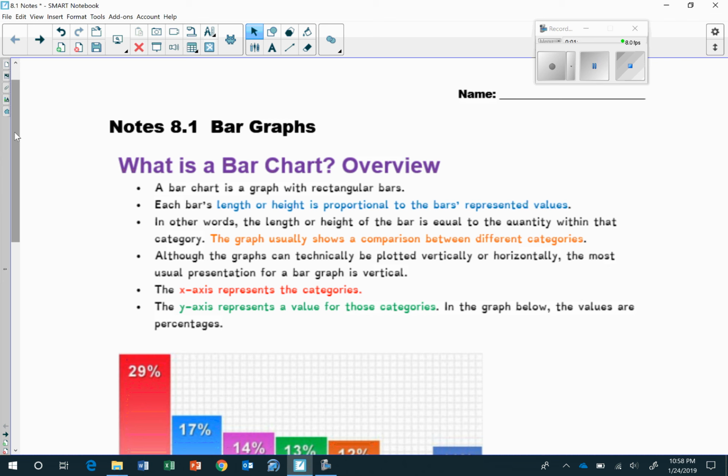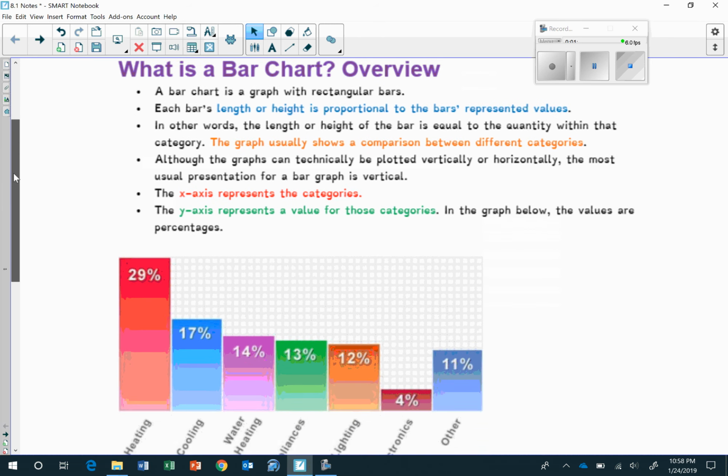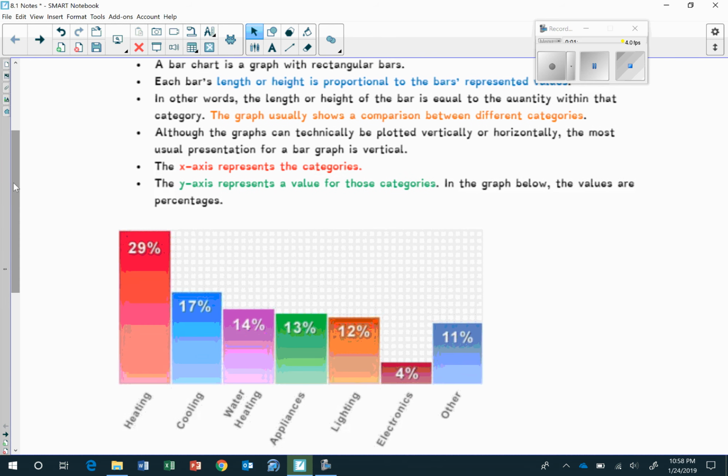Bar graphs can be plotted vertically or horizontally. Vertically meaning up and down, horizontally meaning left and right. But most of the time you see them vertically. The x-axis represents the categories. The y-axis represents the value of those categories.